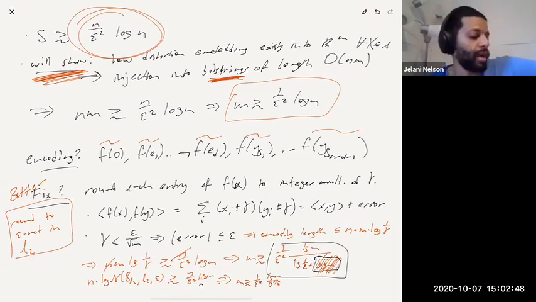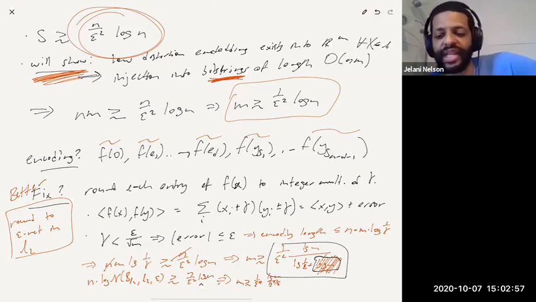And then you have to do one more final clever trick to get rid of the log 1 over epsilon. And that's what I'm going to show you on Monday, because I'm out of time right now. But it's really not a big jump from what we've done.